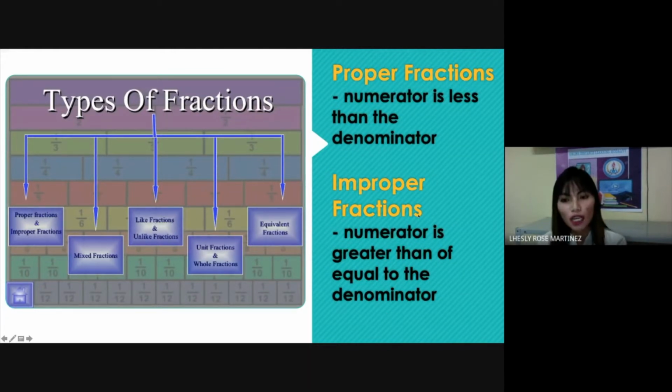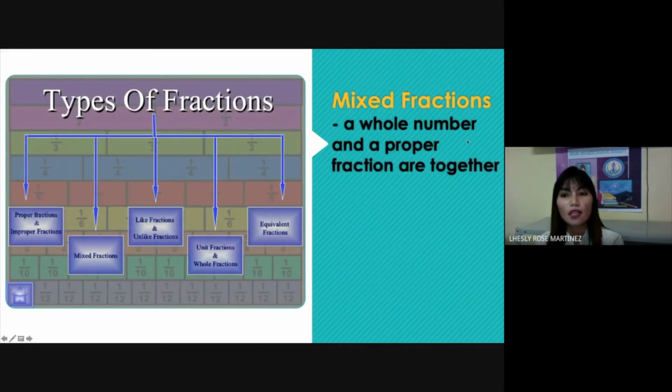So, we can change an improper fraction to a mixed number. What is a mixed number? A mixed number is a whole number and a proper fraction together. What are examples of mixed fractions? Anyone, type your answers in the chat box. Okay, 5 and 1/2. Very good. Angelo, Irish, 1 and 2/4. 3 and 1/2. Okay, very good.